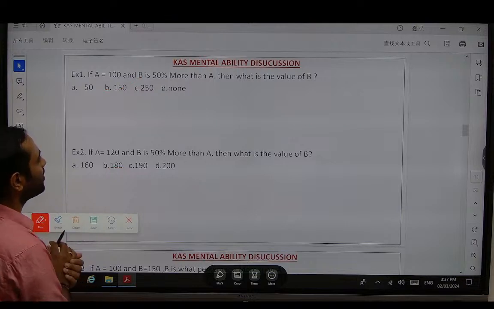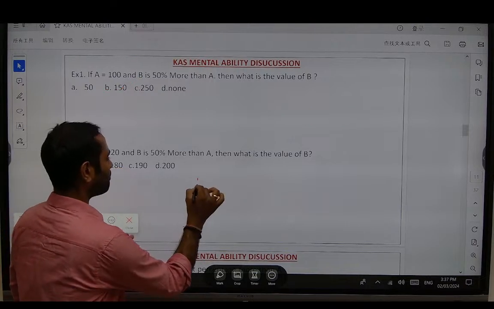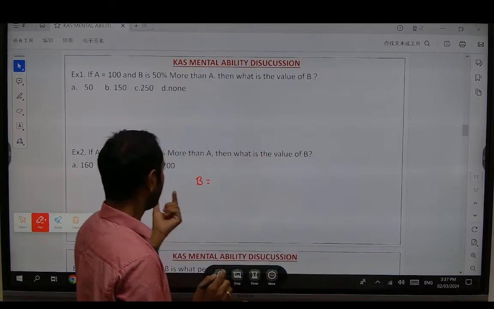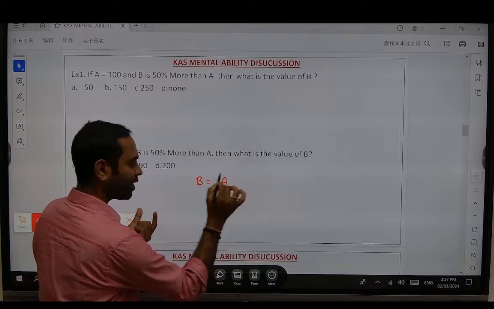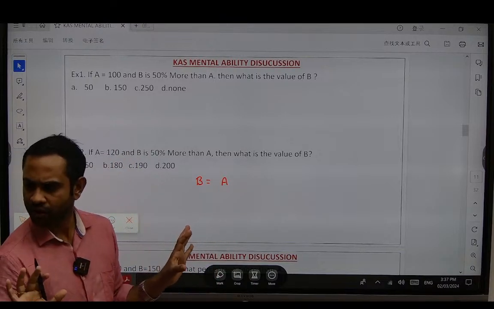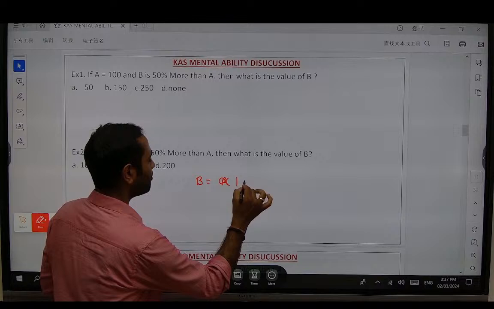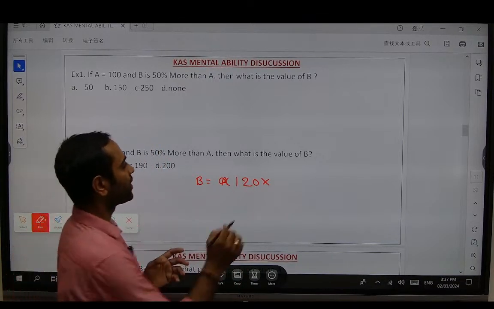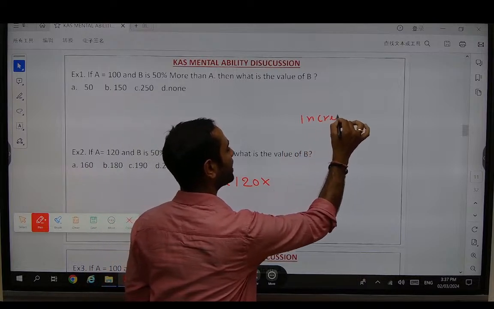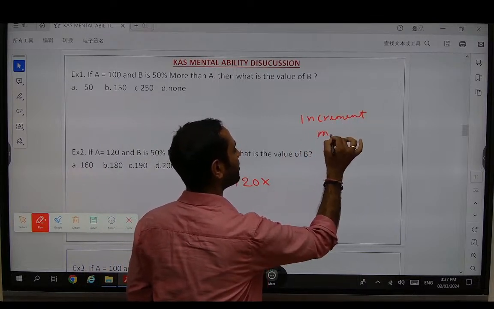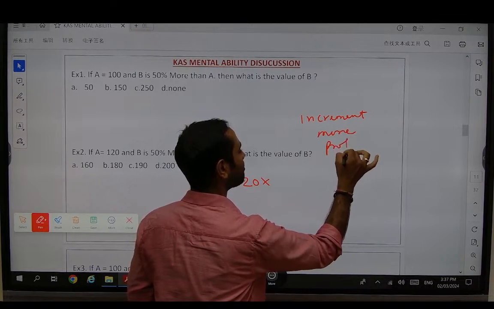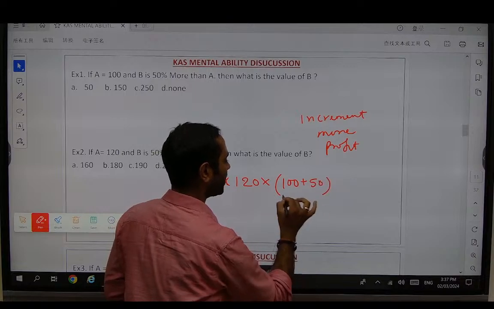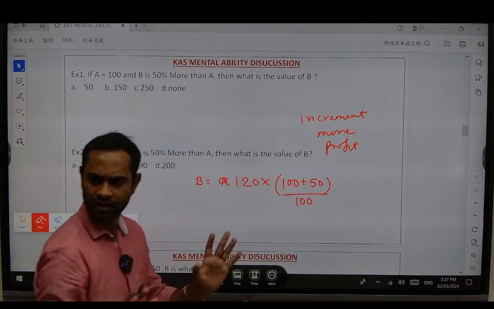Basically what is happening, so B is equal to 50% more than A, right? Now B is not equal to A, clear? Then what is it? It is 50% more. So if you get anywhere increment, more, or profit, then add it to 100 and divide by 100. Keep it very simple. Add it to 100, divide by 100.